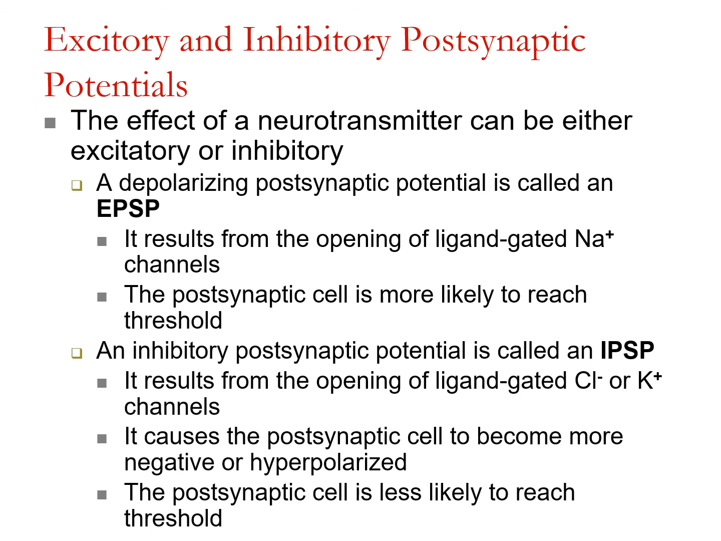Also, opening of potassium channels will allow potassium to flow out. The cell will be losing positive charge and will also be hyperpolarizing. So as the membrane potential moves away from threshold, these cells are less likely to experience an action potential, so the neurotransmitter effect in that case would be inhibitory.